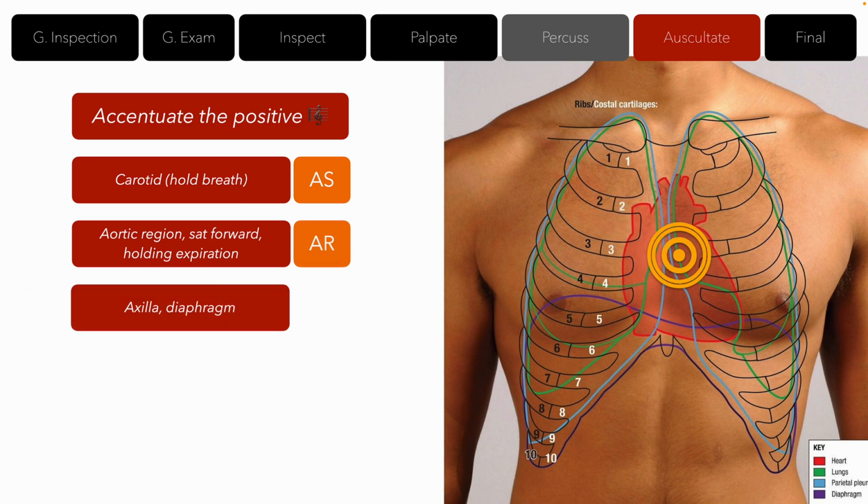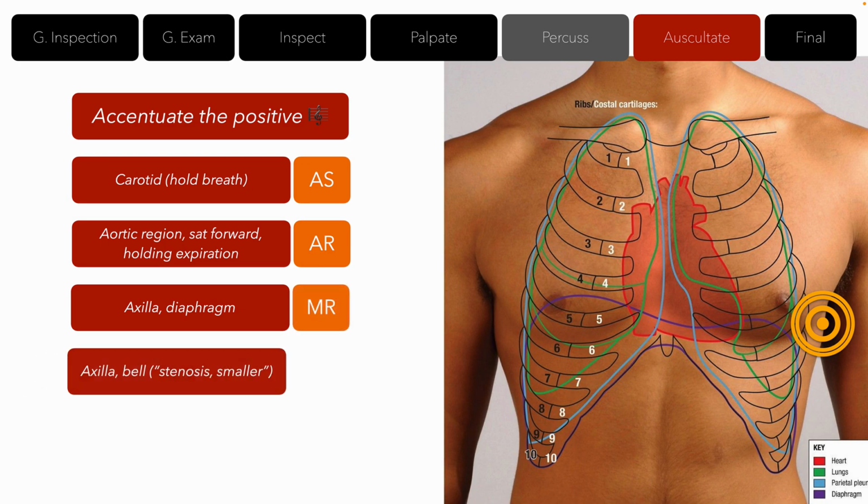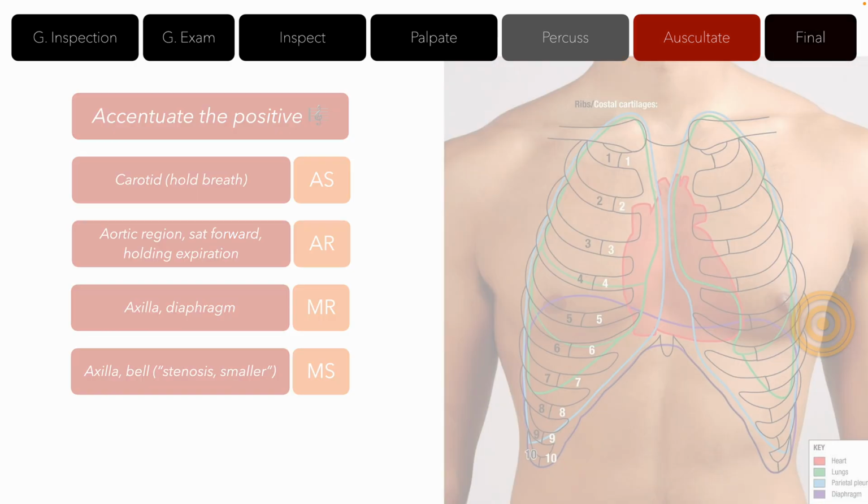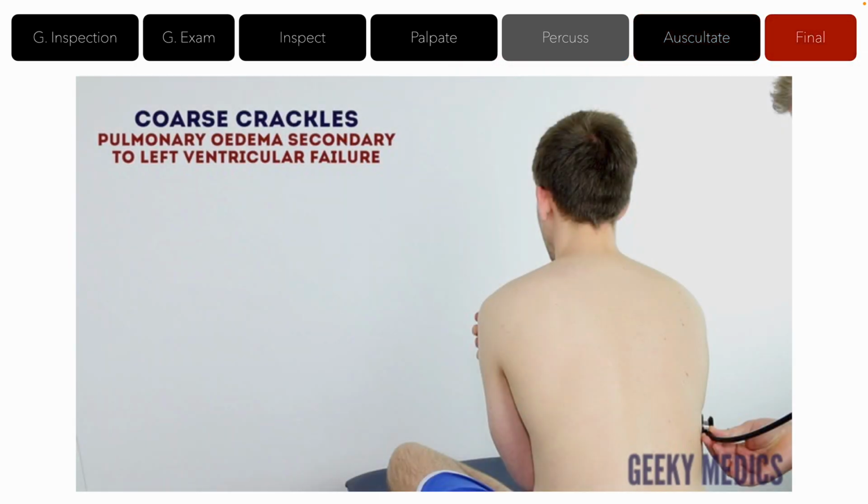If you move to the axilla and listen with the diaphragm, the big end, you'll hear mitral regurg, and the smaller side is for stenosis. So mitral stenosis, so just flip the bell. So make sure you're doing all those 3 maneuvers, and you can do them in one fluid movement once you finish listening to the valves, and the examiner will be incredibly impressed and give you full marks.